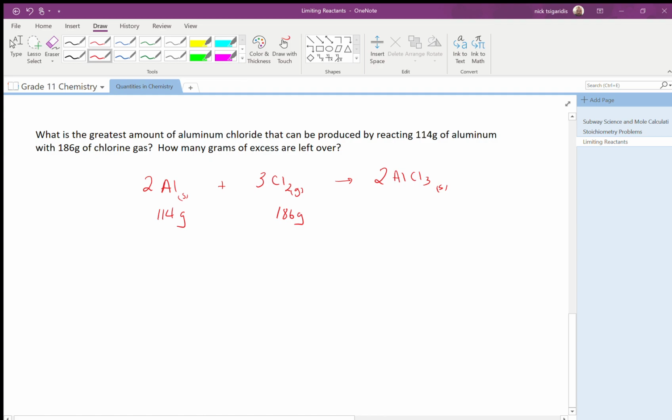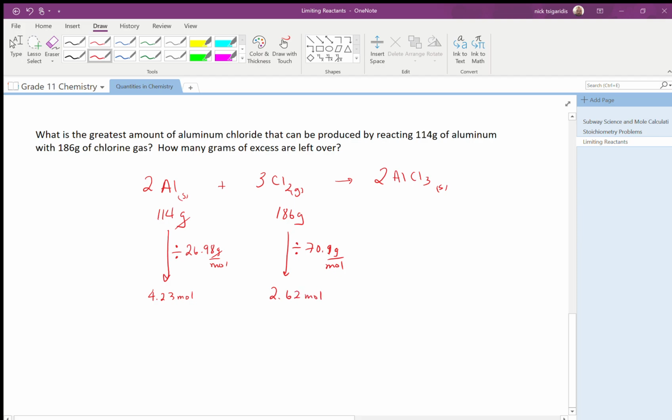Now, in order to do anything in chemistry, we do need to convert to the mole. And so here we go. I will convert these into moles. I'll take my masses and divide them by the molar masses of the actual compounds we're dealing with. So it's 26.98 grams per mole, which means grams will cancel, and that leaves me with 4.23 moles of aluminum. And then, of course, I'm going to divide by 70.9 grams per mole of chlorine to produce the 2.62 moles of chlorine that are present there.